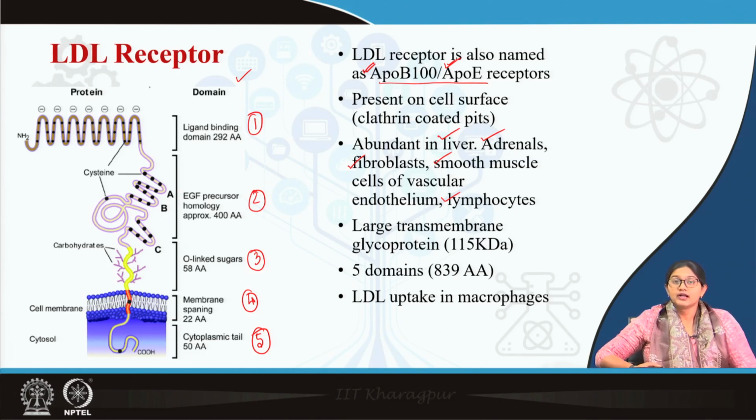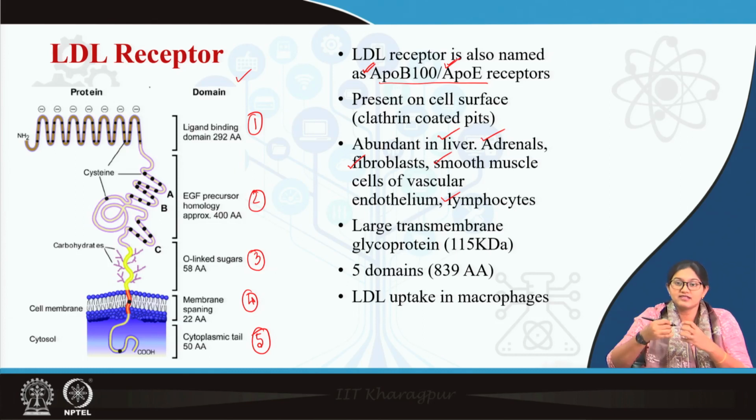Okay. So, after that the second domain is EGF precursor homology domain. EGF is epidermal growth factor. Now, by the name it is evident that this part of the domain has sequence homology or structural homology with the epidermal growth factor. Now, this domain is important for expulsion of the attached LDL inside the cell.